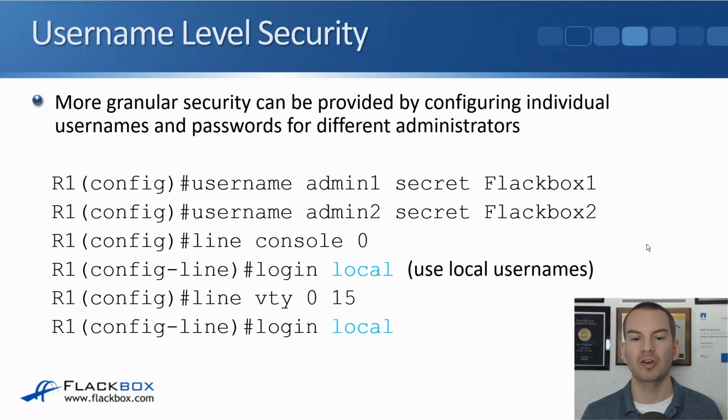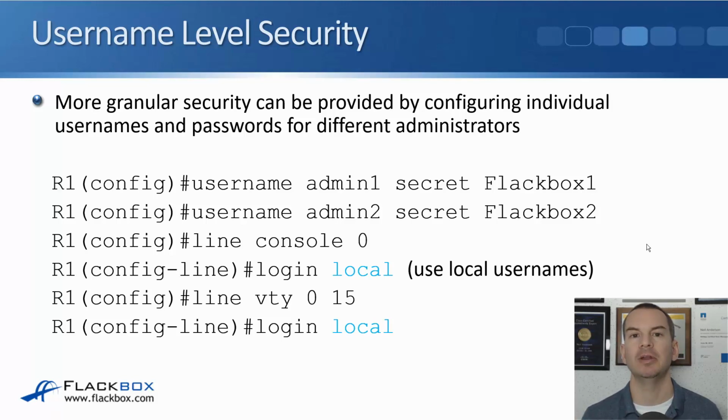Then at the line, we've got line console 0, login local. When we just say login, it means use the password that is configured at the line level. When we say login local, it means use the local usernames. If we had a password configured on the console now, because we've said login local, that password on the console would be ignored. Login local means use the local usernames. And then we also do it for our telnet lines as well. So we've got line VTY 0 15. We're also saying login local there as well.